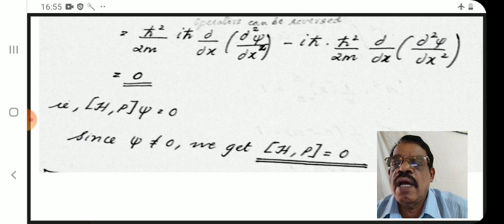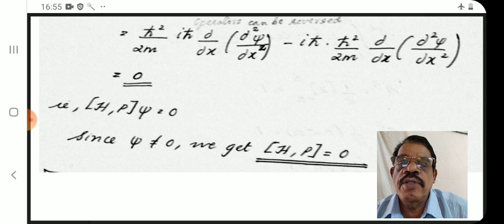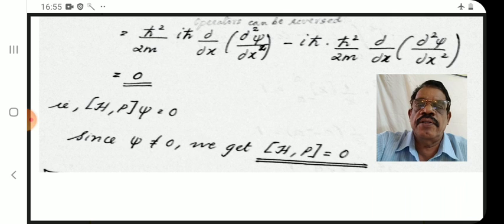Since psi is not equal to 0, [H, P] is equal to 0. That is the answer.